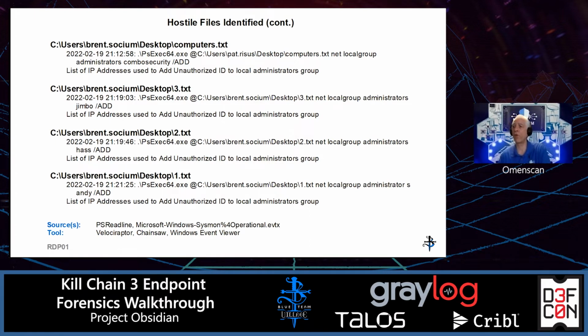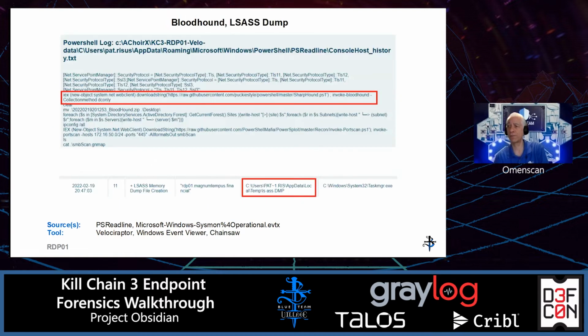Those 4 files were used by PSExec on the RDP01 machine to automate adding hostile users to the local administrators group. We see the addition of combo security, a user ID called Jimbo, a user ID called Hass, and a user ID called Andy, using PSExec and automating that using these 4 files.